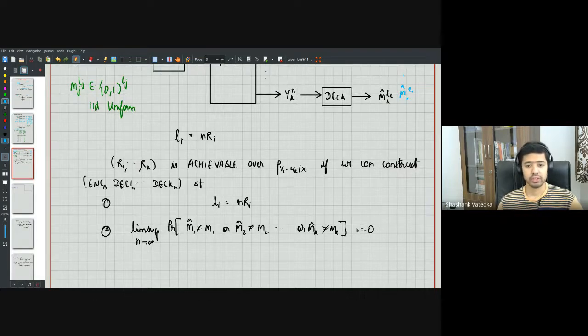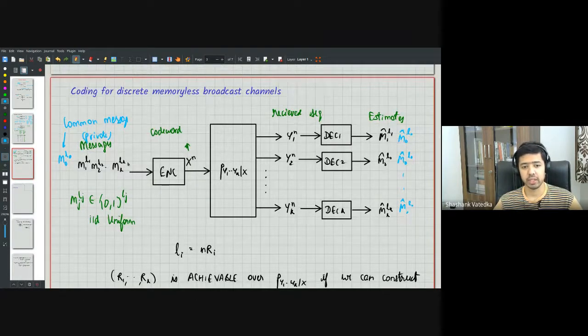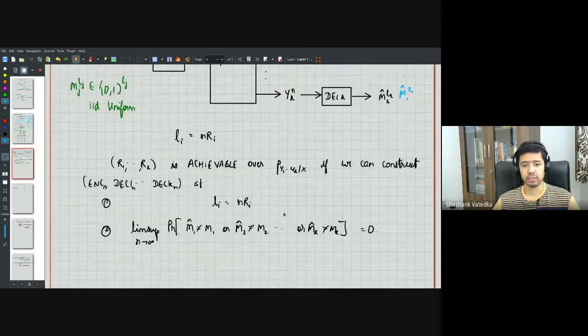Of course, our goal is to understand at what rate. So what is the largest L1, L2 up to Lk that you can transmit? You need to somehow ensure that you can transmit more bits in n channel uses, while still ensuring good reliability at the receivers. So we'll say that a set of numbers R1, R2 up to Rk forms an achievable rate tuple, or that R1, R2 up to Rk are achievable over this discrete memoryless broadcast channel, if it is possible to construct a sequence of codes.